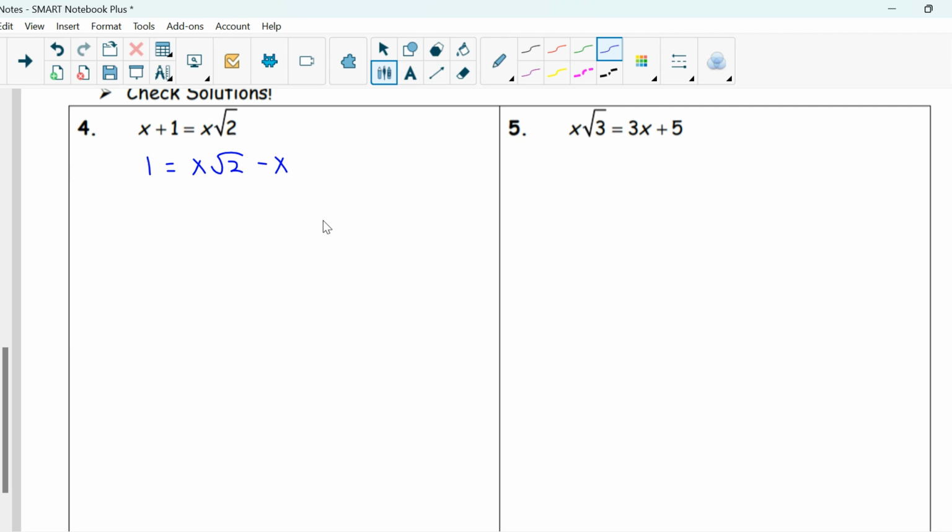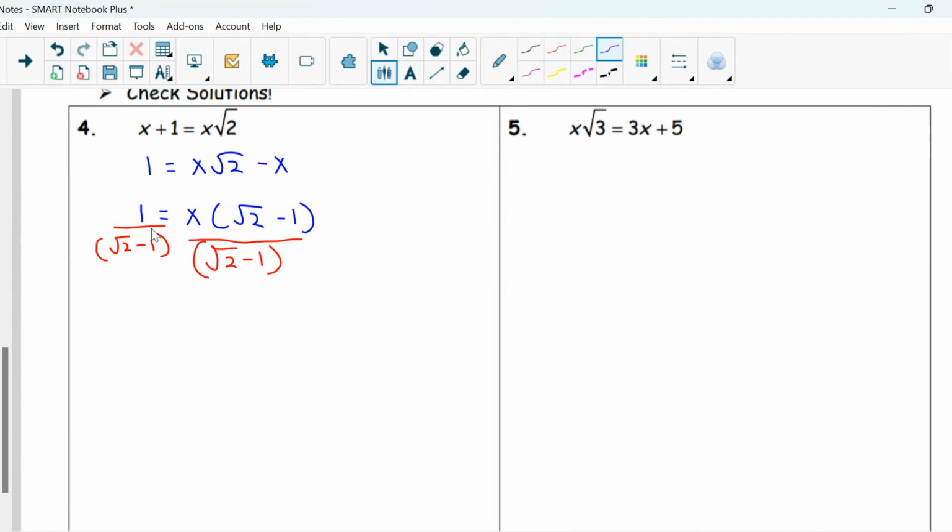Step number 2, let's factor out an x. So that would give me 1 equals, factor out an x. If I factor out an x, my first term here, I'm just going to have the square root of 2. And in my second term here, I'm going to have a negative 1. Now, if I want to solve for x, I just need to divide by the part that I factored out. So let's divide by square root of 2 minus 1 and square root of 2 minus 1.